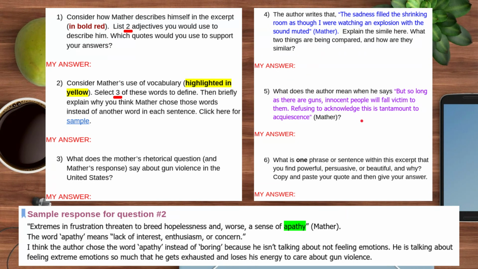Number 5. What does the author mean when he says, but so long as there are guns, innocent people will fall victim to them? Refusing to acknowledge this is tantamount to acquiescence. If you don't know what a word means, two-finger click or right click on the word and click define, and it'll help you figure out part of what Mather is trying to communicate here. And then number 6, what is one phrase or sentence within this excerpt that you find powerful, persuasive, or beautiful, and why? Remember to copy and paste the quote and then give your answer.